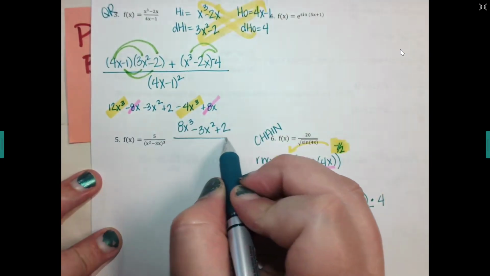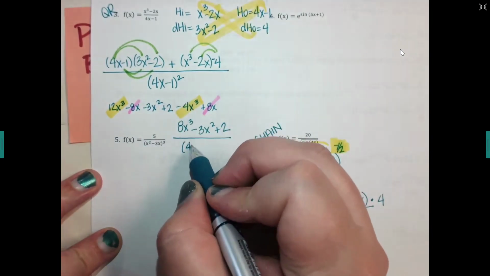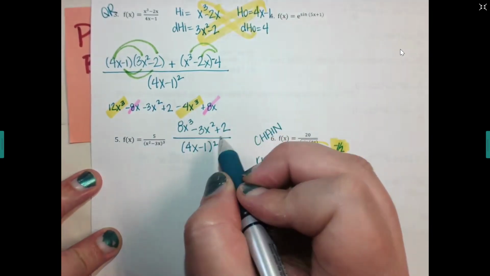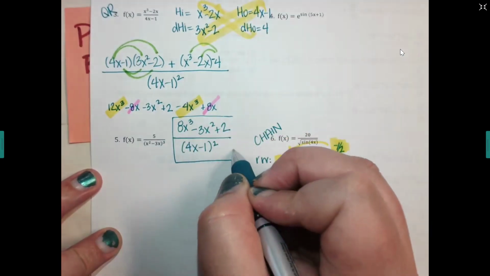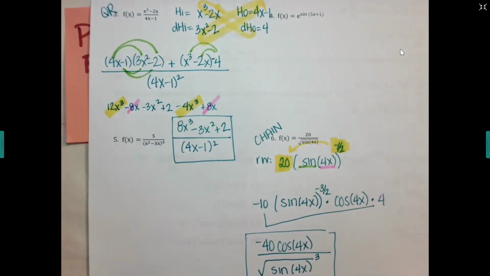All of that over h squared. And you will not have to simplify the h squared. Okay, the way that it is is fine. Questions on that? Okay. So we did a chain rule, we did a quotient rule.